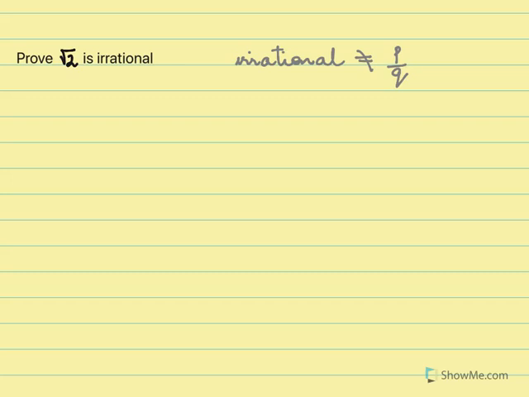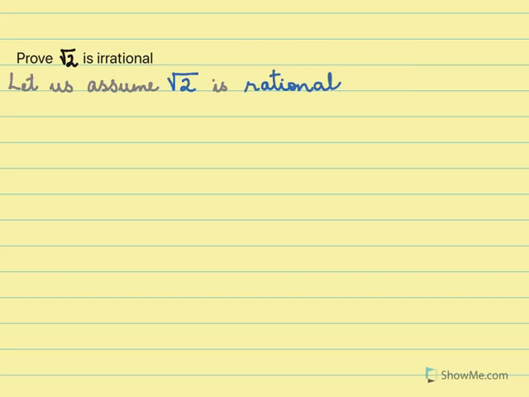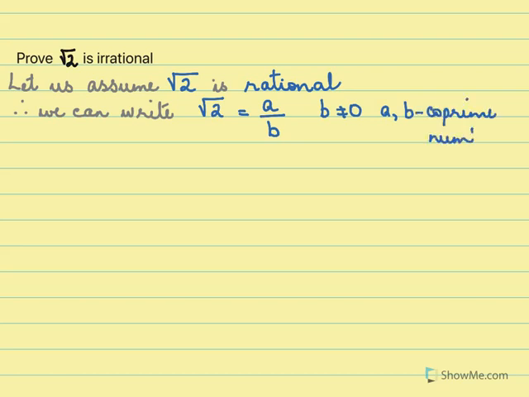So let us assume that root 2 is rational. We are going to assume the contrary. We need to prove root 2 is irrational, so we will assume that root 2 is rational. Now, if root 2 is rational, that means we can write root 2 as a over b, where b is not equal to 0, and a and b are co-prime numbers. Co-prime numbers means they do not have a common factor.